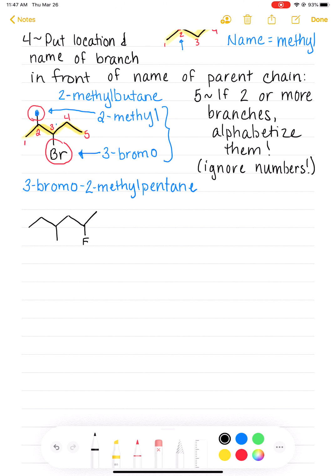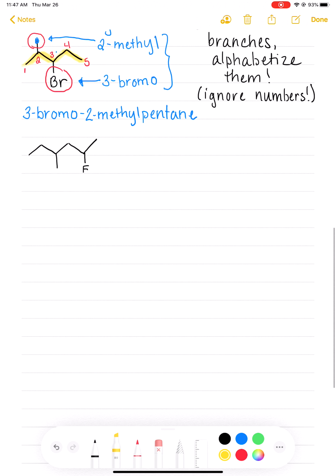So step 1, find the longest continuous chain of carbons. Find the parent chain. We can start at any carbon at the end of a chain. So this carbon, or this carbon. We can start at any one, and we can count to any one that we want. But our goal is to find the longest chain. So if we start at the left and we count down, 1, 2, 3, that's 4. That's one option. Let's try a different path.